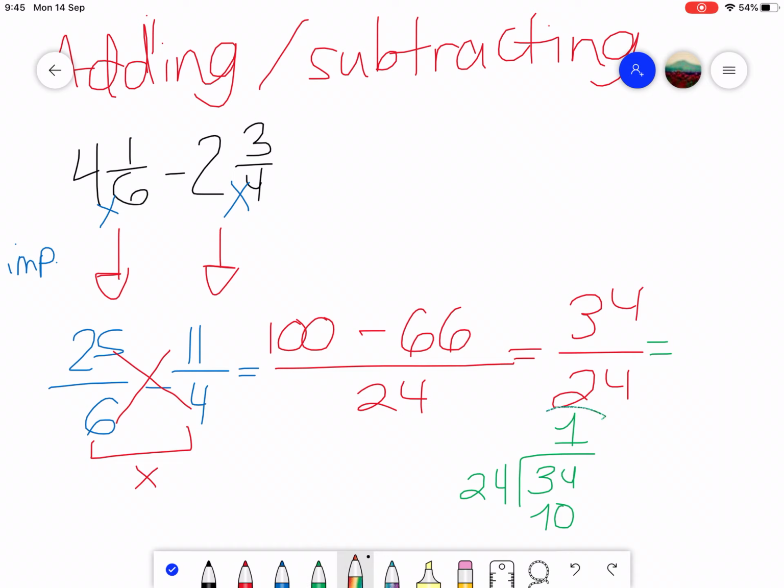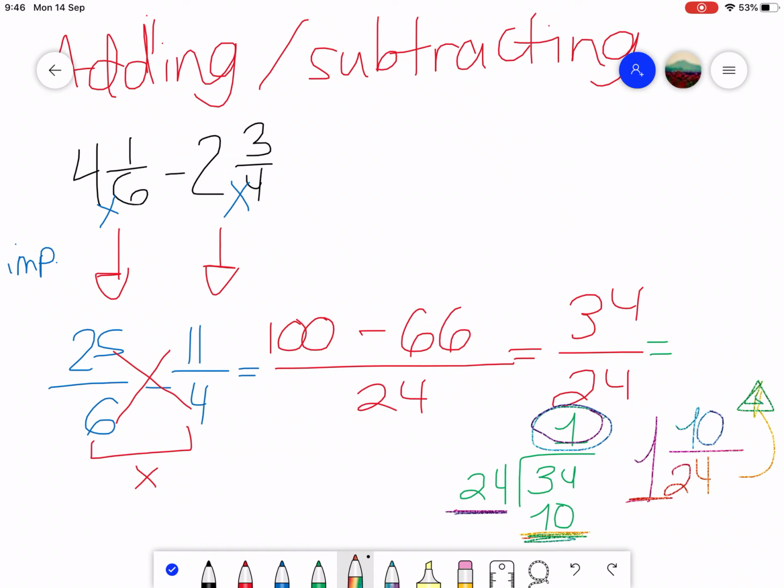Pay attention. This is gonna be your whole number. So my answer is gonna be 1. The remainder is gonna be your numerator. So it's gonna be 10. And this number is gonna be the denominator. But guys, look at that. You need to simplify this. Okay, you need to simplify it.